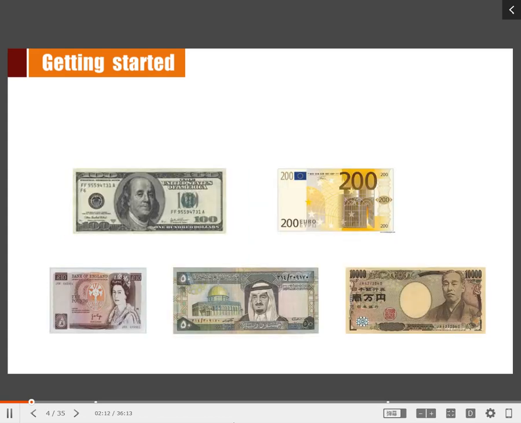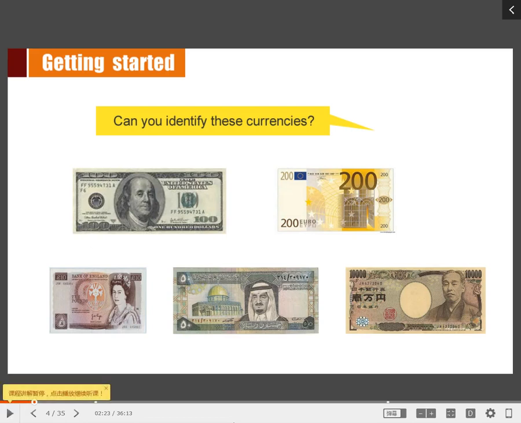Now, let's take a look at the currencies on the screen. So guys, can you identify these currencies? Let's have a try then. Great. Well, I'm sure some of you could name them really well and really quick. But to help those who are still scratching their heads, let's do this.